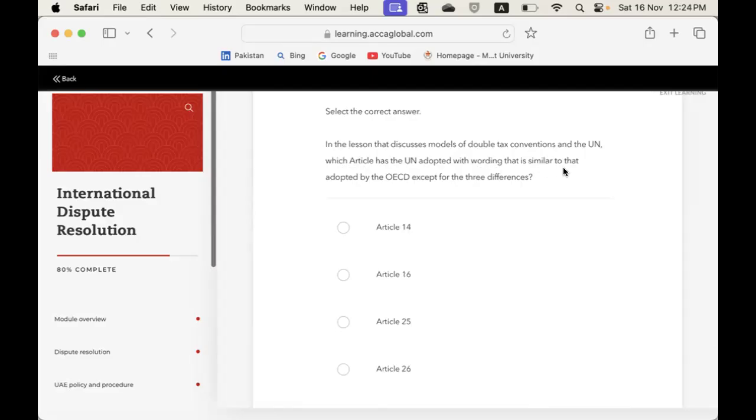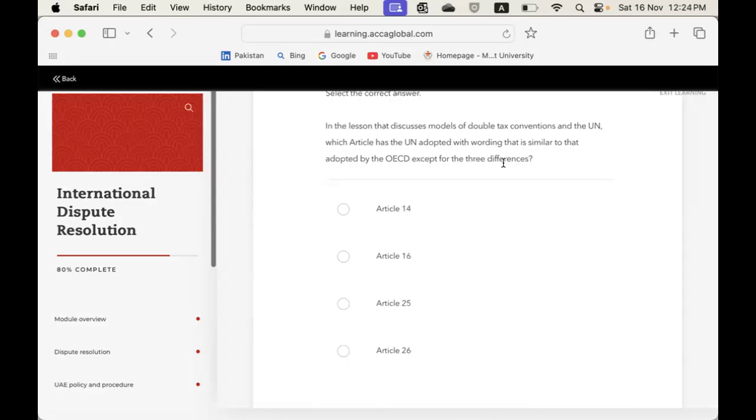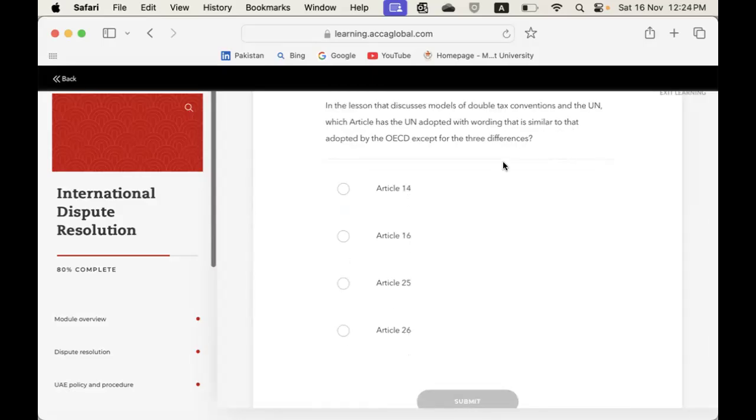The exception was arbitration, right? It was 2 years, and the UN allowed 3 years. And the UN does not give the right to the taxpayer. And there was a third one also. What was that? I have also forgotten which one was that. Yeah, there were three points.